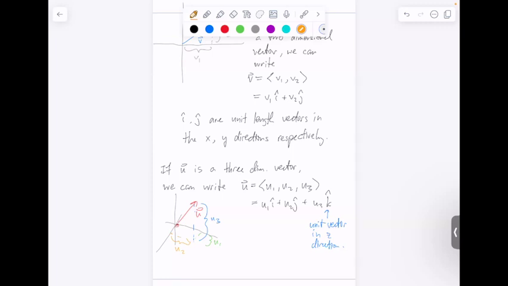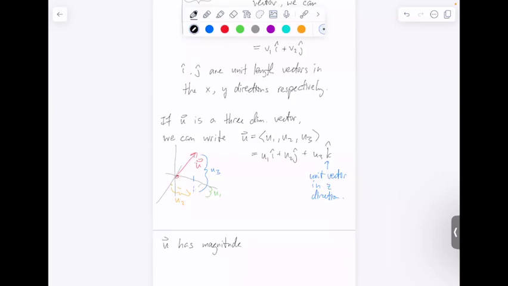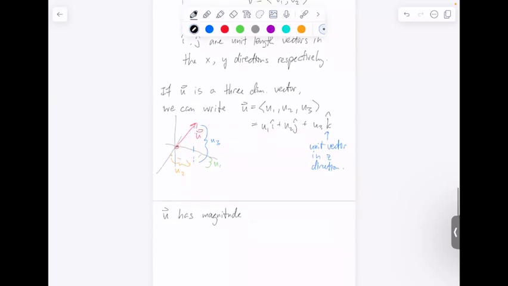Okay, so what's the length of a vector in this case? Let's say I have a vector in 3 dimensions with components u1, u2, u3. What's the length? What's the magnitude of this arrow? U has magnitude given to you by the distance formula.